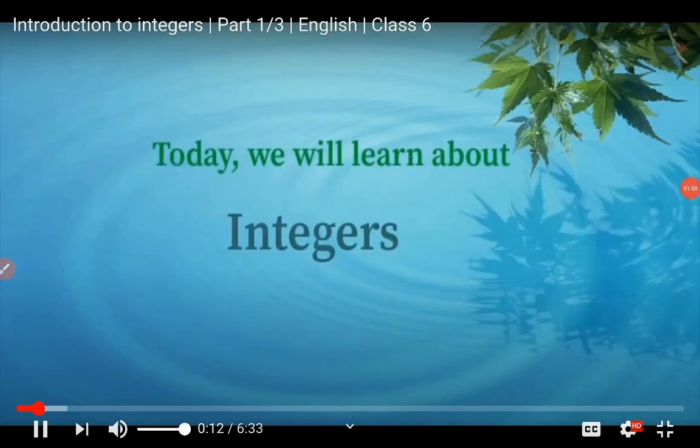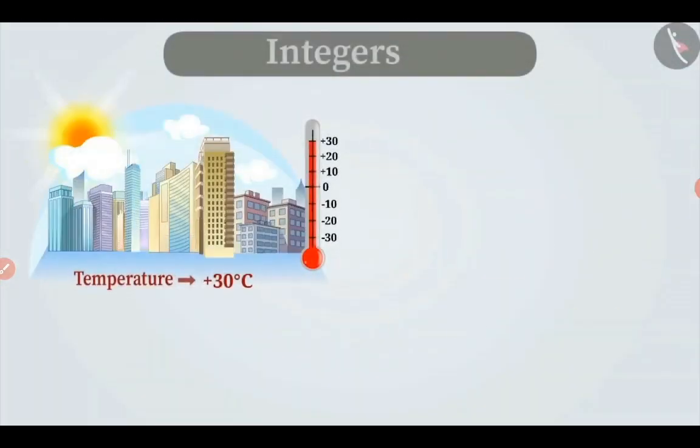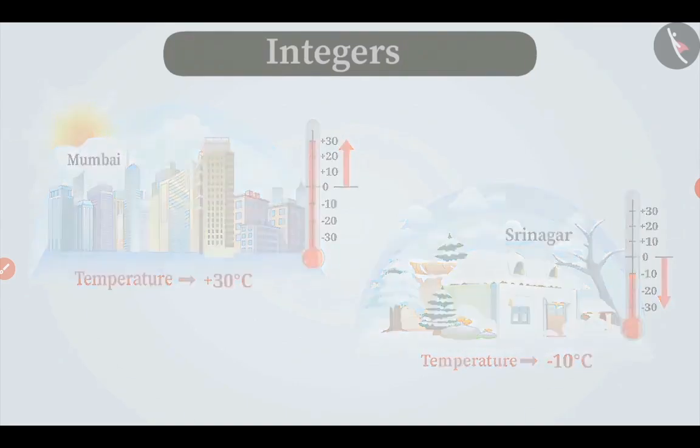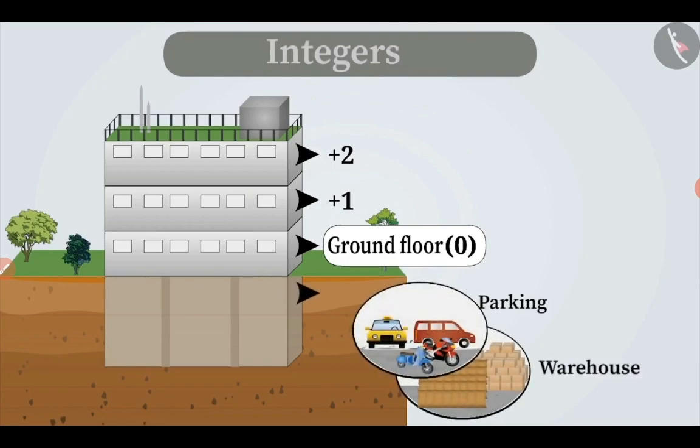Today, we will learn about integers. We come across many situations in our daily life where there is a need to represent numbers with a positive or a negative sign. For example, the temperature of Mumbai is usually above 0 degrees centigrade and is represented with a positive sign before the number. During winters, do you know that the temperature of Srinagar falls below 0 degrees centigrade? This has a negative sign before the number. Similarly, in a building, the floors above the ground are shown by a positive sign, whereas the floors below the ground, like the basement, are shown by a negative sign.